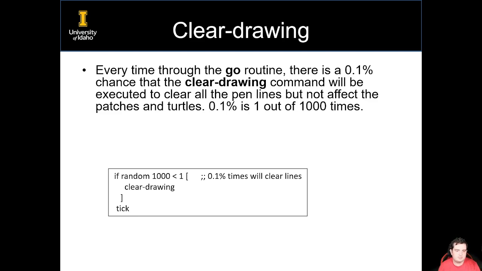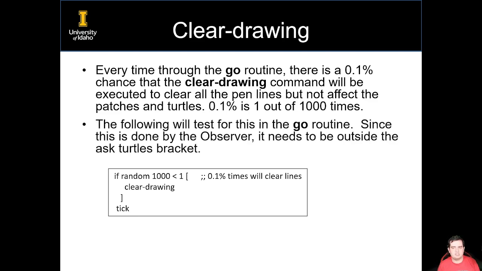So we're going to use this little bit of code, and actually I think I did this in a prior lesson: if random 1000 is less than 1, we're going to clear drawing. I did something very similar to this in a prior one, and I didn't mean to. So we're going to put that in the go routine. And it's not done by the turtles. The turtles aren't the ones that are doing this. It's specifically the observer. So this needs to go outside of the ask turtles block.